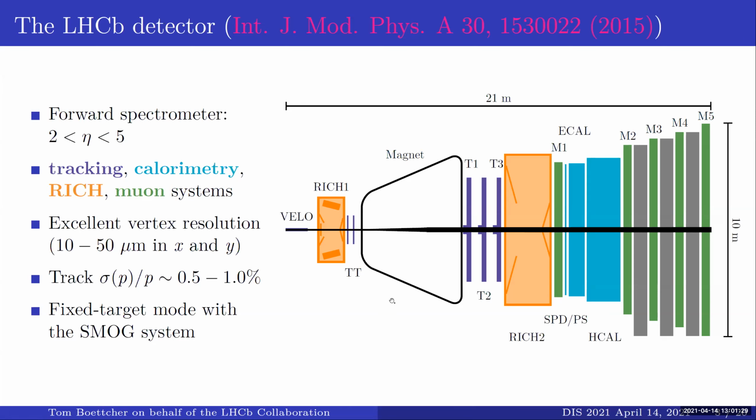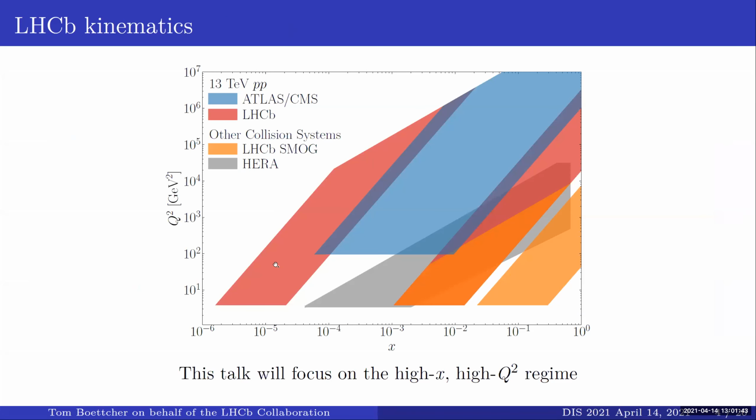In addition, unique at the LHC, LHCb can inject gas into the VELO region and operate as a fixed target experiment through the SMOG system. Because LHCb is in the forward region, we are always probing the interaction of partons with very low X and very high X. In the fixed target configuration, we become sensitive to even higher X. So what I'm going to focus on today is this high X, high Q squared regime at LHCb.